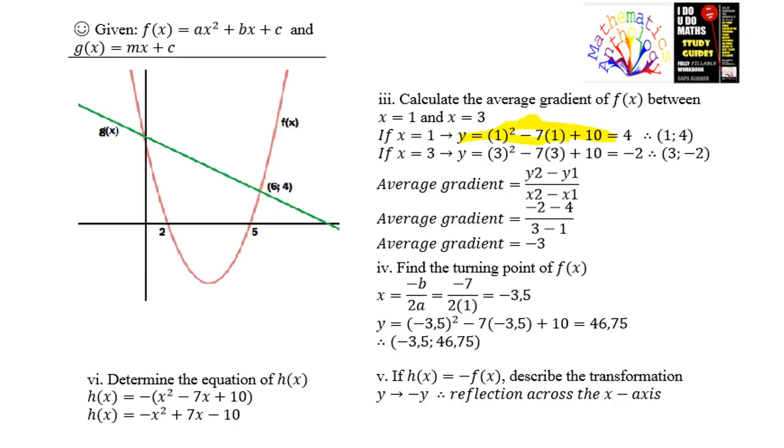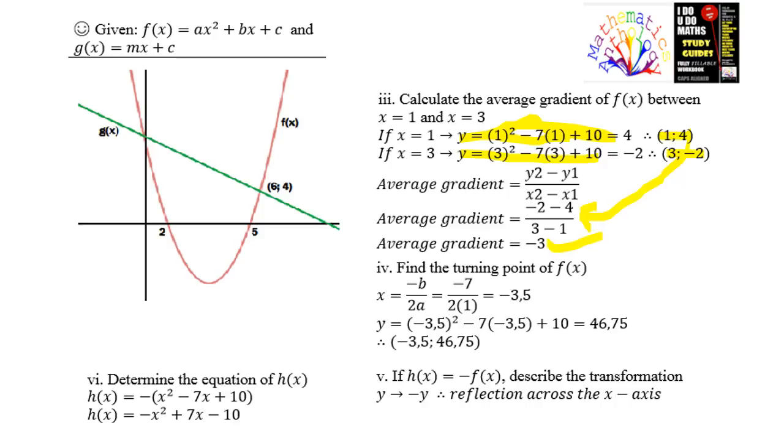So my first coordinate is (1, 4). If x is equal to 3, I subbed it in again to my f of x equation and I got an answer of negative 2. So my second coordinate is (3, negative 2). All I do now is I substitute into the normal gradient formula. So I can write now average gradient is equal to y2 minus y1 over x2 minus x1. Sub in these 2 points into the gradient formula and work out your gradient. Negative 3 is my answer for average gradient here.